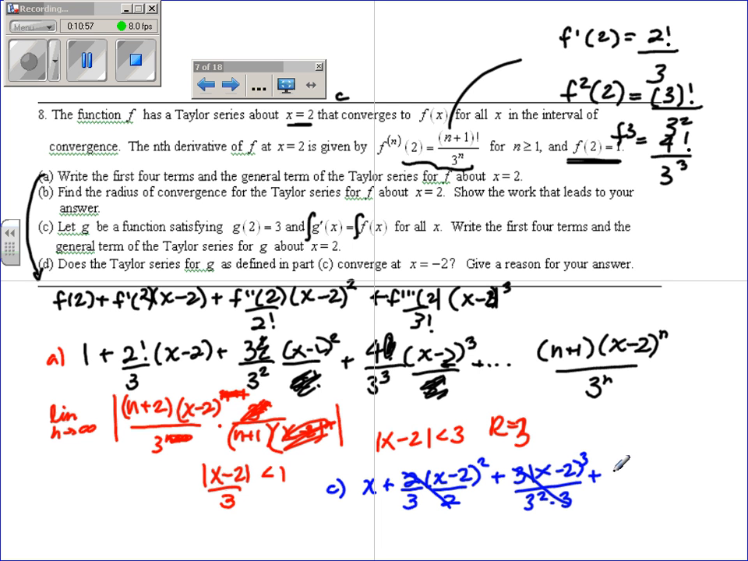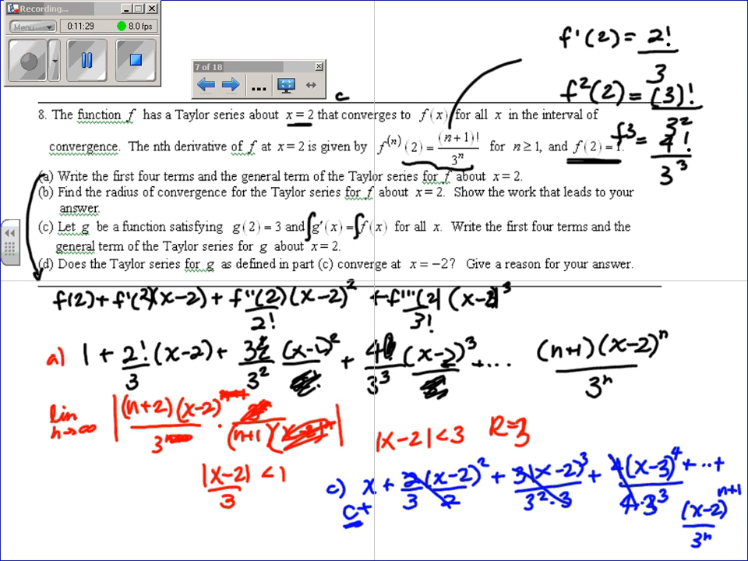Then it would be plus 4 times x minus 3 to the 4th over 4. And then if you think about the general term, you add n plus 1 and divide by n plus 1, so you have x minus 2 to the n plus 1 over 3 to the n, because the n plus 1s would cancel. And also don't forget c, okay?